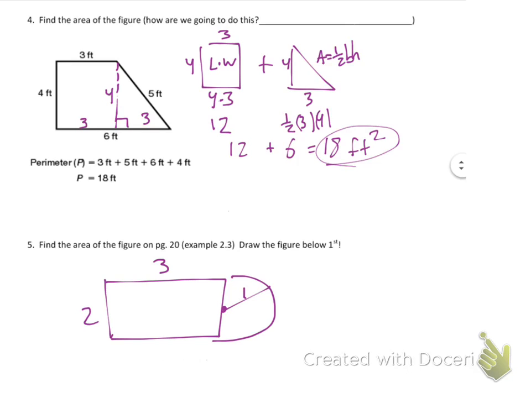So I want you guys to take page 20. There's an example called example 2.3. This is the shape. And I want you guys to find the area. So if you don't have your book, just copy it off the board here.